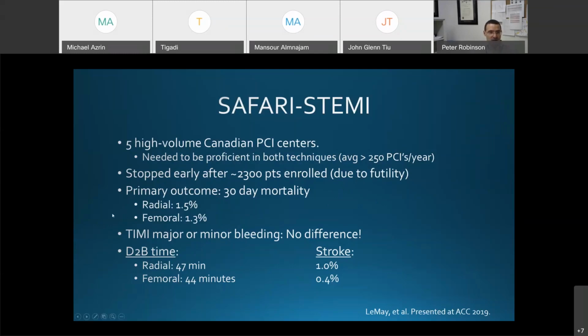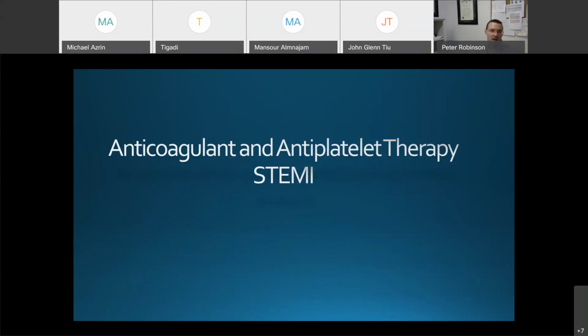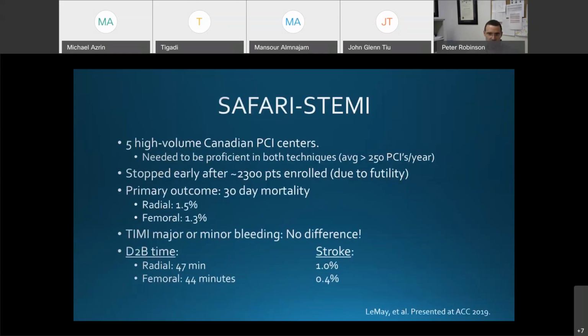your 30-day mortality is what you would expect. There's no difference in TIMI major or minor bleeding. They're not using a large number of 2B3A inhibitors. Door-to-balloon time was slightly higher in radial. We probably don't care too much about this three minutes, but it was statistically significant, and the stroke rate was higher. So, food for thought. Not to say you should go to femoral, but to think that you're saving lives or reducing mortality by doing a radial versus femoral approach is suspect.